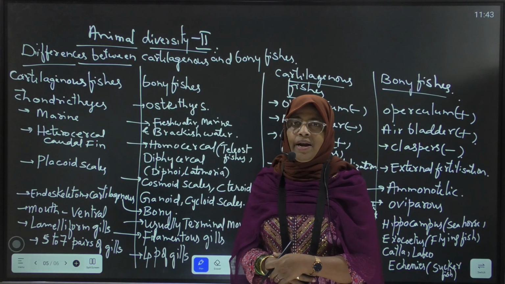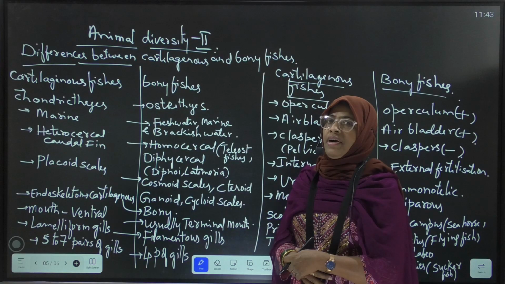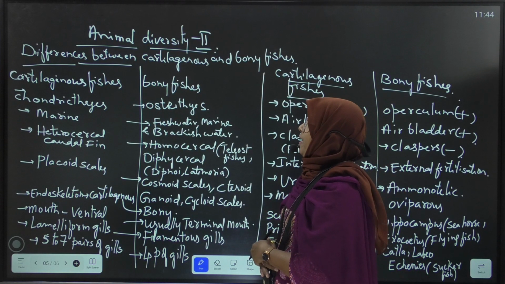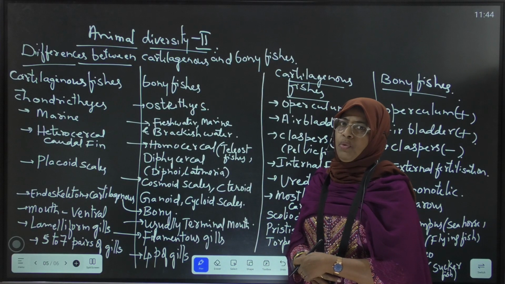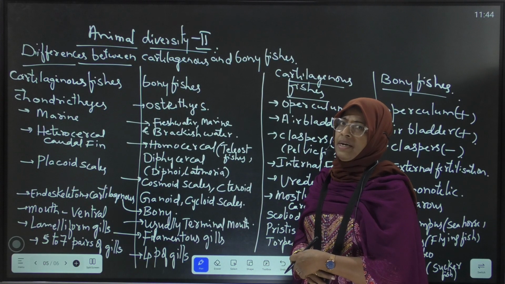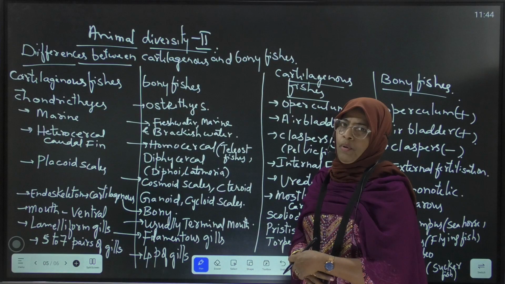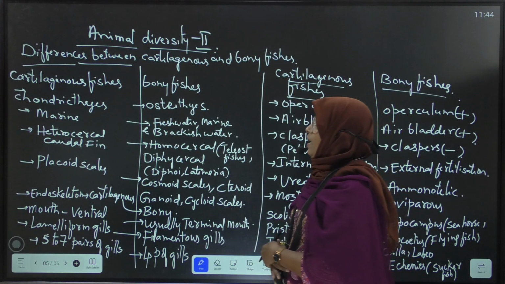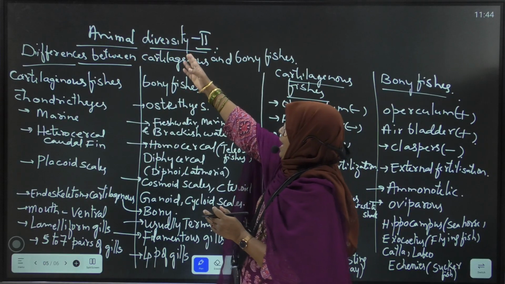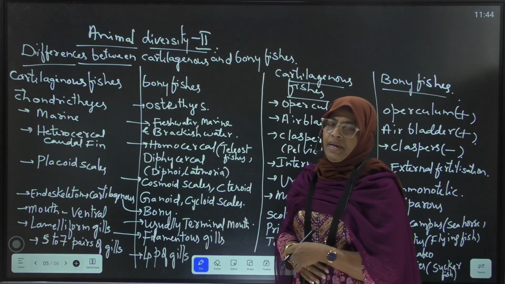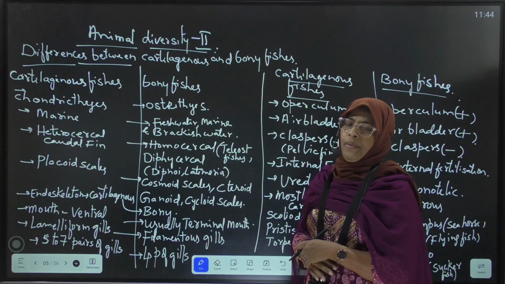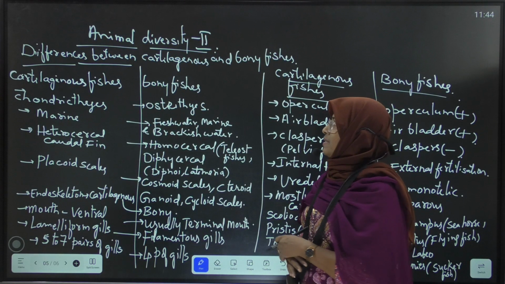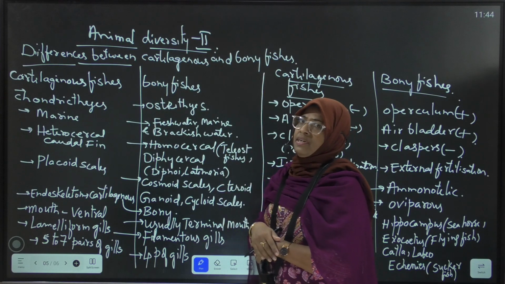That is animal diversity 2, the vertebrate phyla. Vertebrates means animals with backbone. Animals with backbone or vertebral column are called vertebrates. In animal diversity 2, all vertebrates are included. For example, fishes, amphibians, reptiles, aves and mammals are included in animal diversity 2.